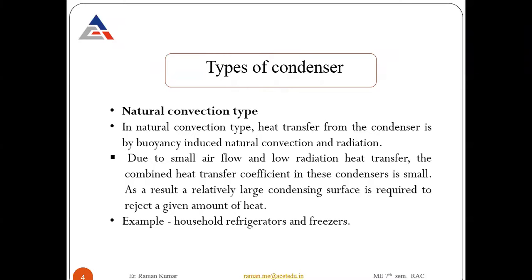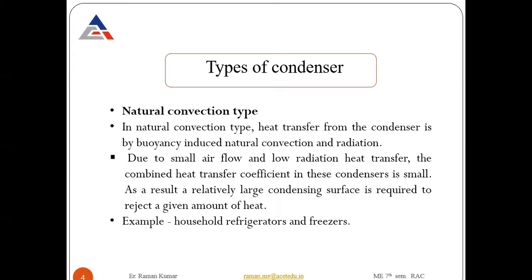So to remove more heat, a large condensing surface is required. So the condensing surface, the fins which are attached to the pipe, is large, so that more heat is supplied to the surrounding when air is flowing on the condensing pipe.